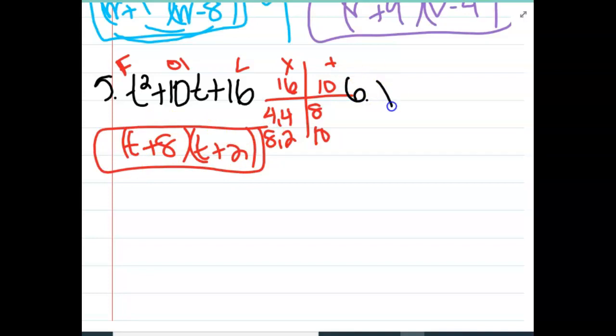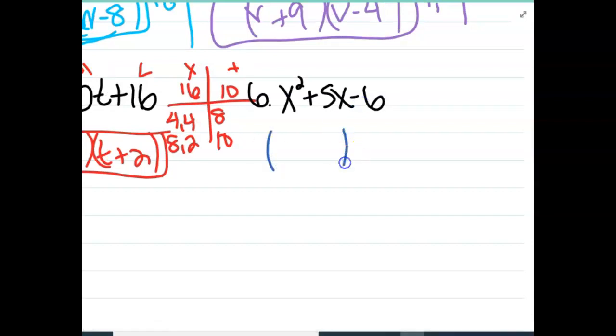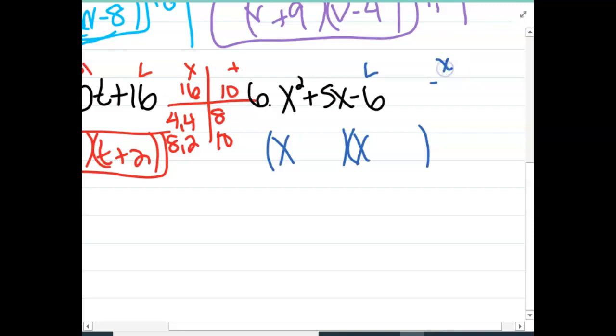Okay, number 6, x squared plus 5x minus 6. All right, we can go ahead and set up our parentheses. It'll be x times x. These two numbers, to get that last term, they're going to multiply to give me, pay close attention to the signs, a negative 6. And the O and the I, those two middle terms, are going to add to give me a positive 5.